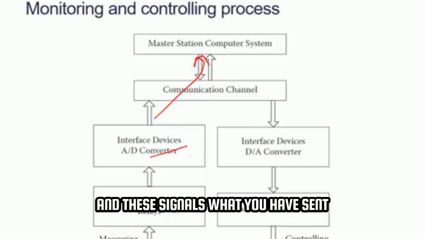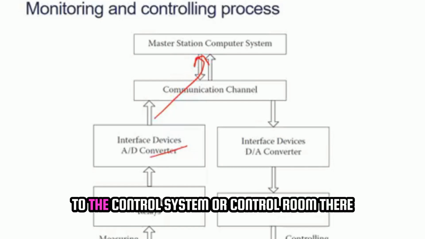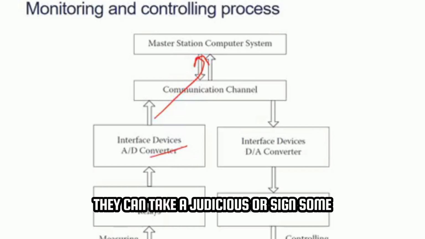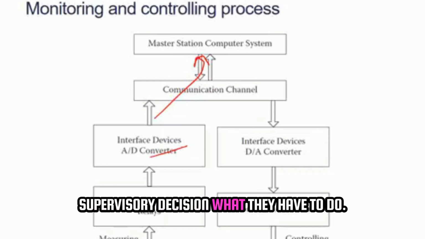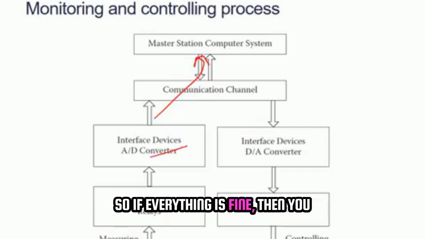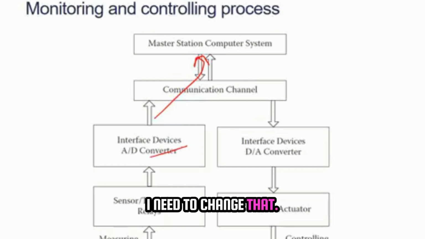And the signals sent to the control room let them take a judicious, supervisory decision on what to do. If everything is fine, you do not take any decision until some change happens. Then you see, okay, now I need to act, I need to change some switches.